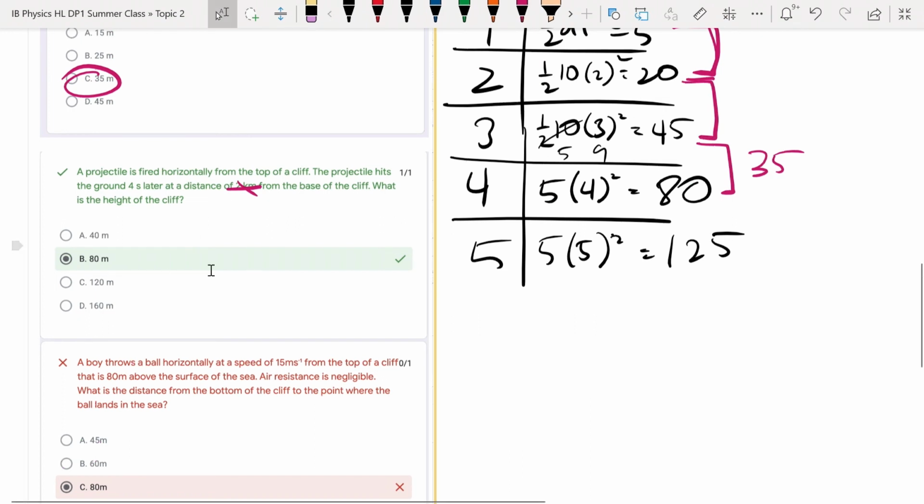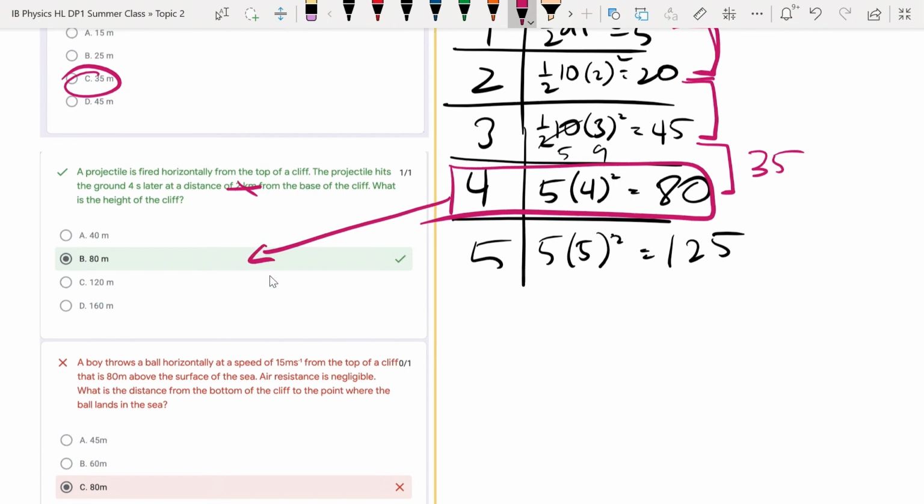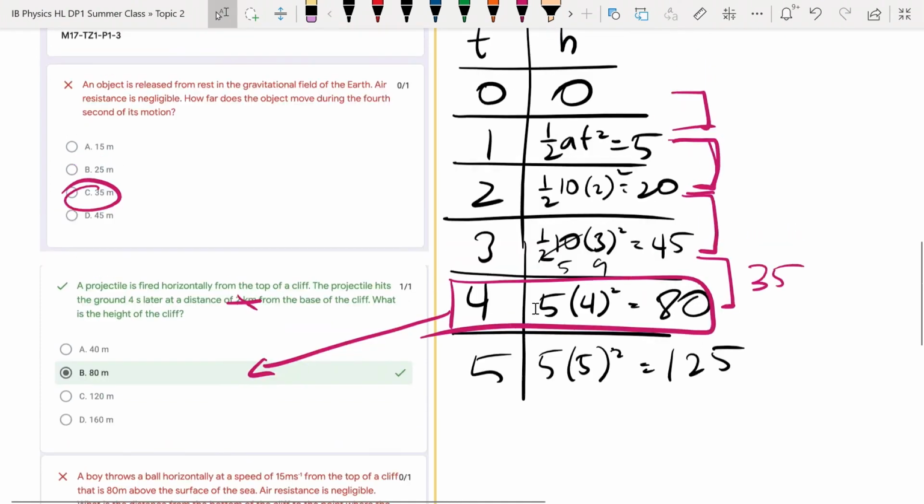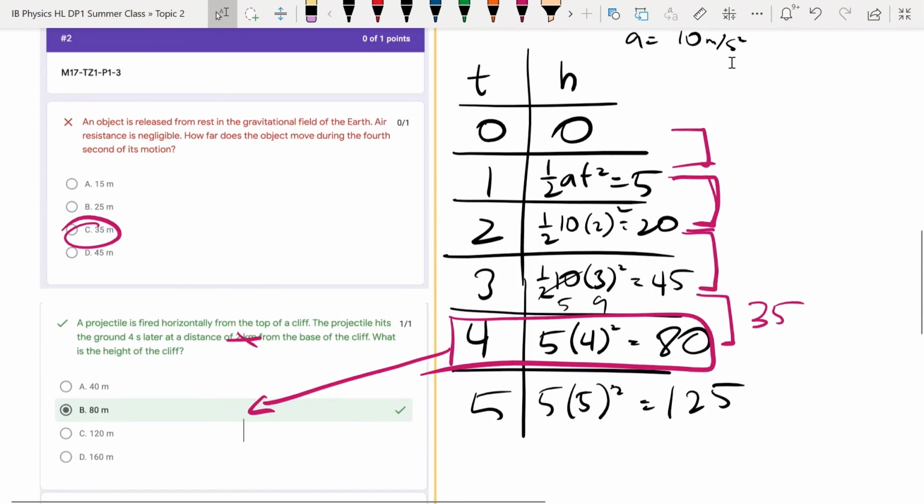After 4 seconds, well, we did the table here, right? It's going to go down 80 meters. So the table was useful. This table doesn't ever change on Earth, right? As long as the acceleration is 10 meters per second squared, this table will always remain the same.